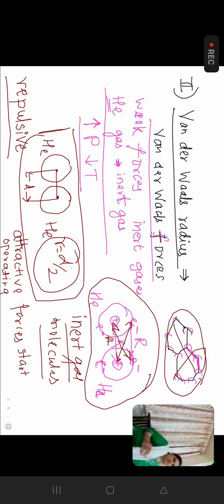Ma'am, can you repeat once? Van der Waals radius is greater compared to covalent radius.